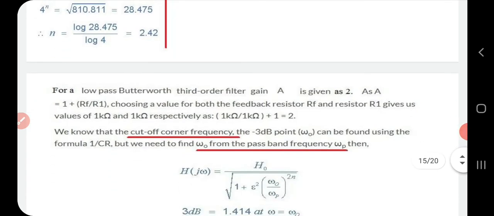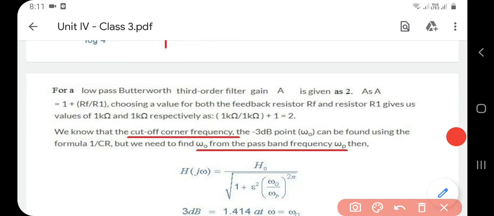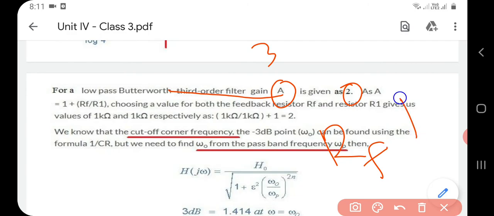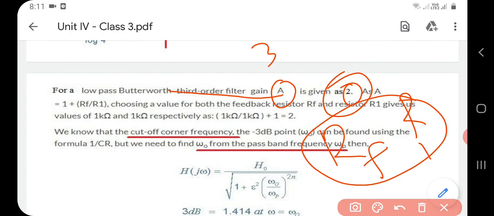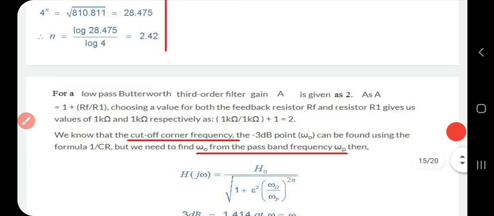Okay, now you got 2 steps. Now the next step is that you have to use a feedback resistance RF and a resistance R1. So here the low pass filter we got is a third order filter. Order was 3. In that case, for a third order filter the gain A is 2. So we have to find the values of R1 and RF that give a gain equal to 2. See, the gain will be 2 only if the value of RF and R1 is 1 kilo. Then only we will get the value 2.